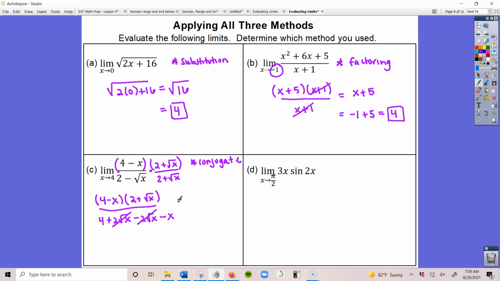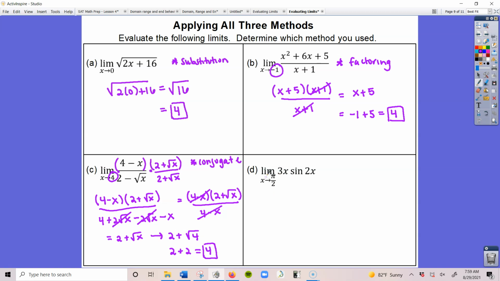So now what I have is 4 minus x times 2 plus the square root of x, all over 4 minus x. So these here cancel out. And now what I end up with is 2 plus the square root of x. Now I can go ahead and plug in the 4. So I get 2 plus the square root of 4, which is equal to 2 plus 2, which is equal to 4. So this is my limit.